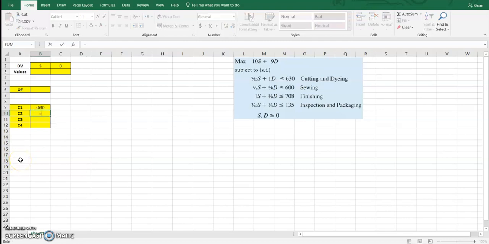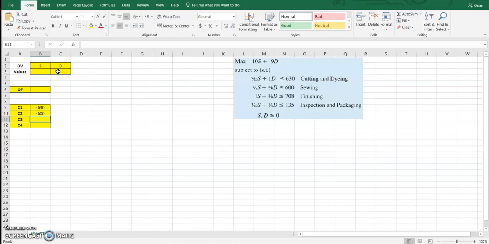Start always with equal, 1/2 times s plus 5/6 times d minus 600, with the same logic I just finished discussing in the previous video.